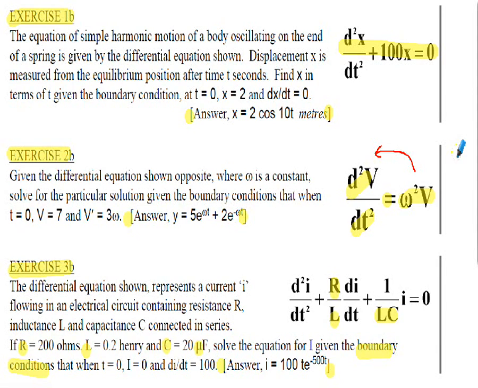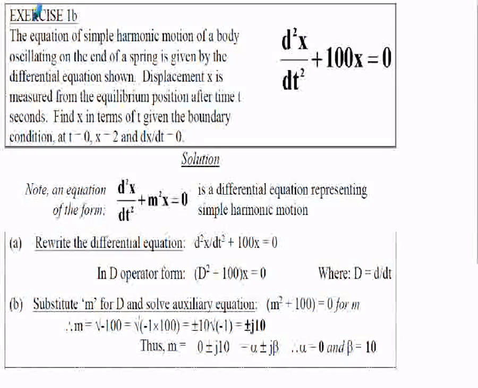I would encourage you to stop the presentation and attempt these exercises, but a solution for exercise 1b is shown in full on the following slides. Exercise 1b, we're given the equation for a simple harmonic motion of a body oscillating at the end of a spring is given by the differential equation d2x upon dt squared plus 100x is equal to 0.